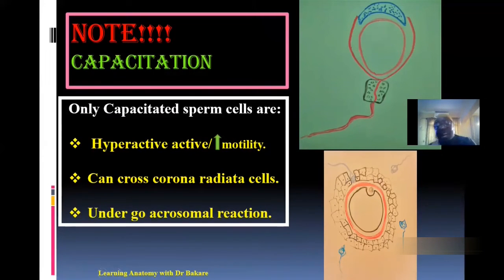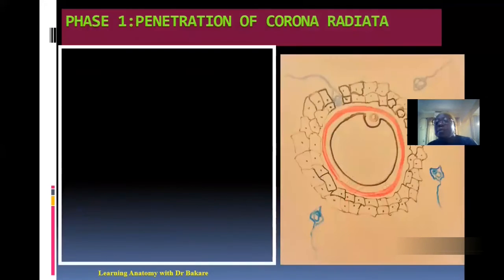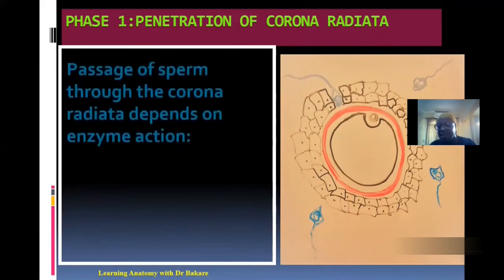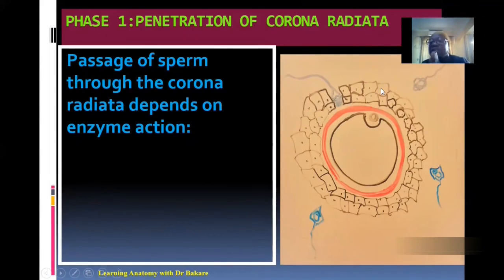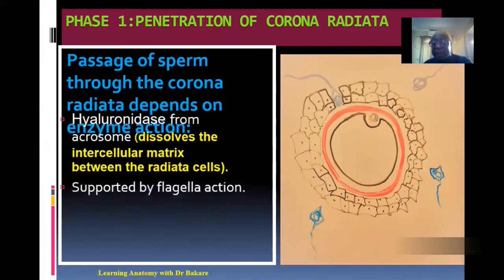So let's see what the acrosome reaction entails. But before then, the first phase of movement is the penetration of the corona radiata cells. The first passage for the spermatozoa is to have the capacity to pass through the corona radiata. For them to pass through, they must have undergone capacitation. Of course, they need to pass through this layer before they can reach the egg itself. So this is like an initial phase of movement or penetration.